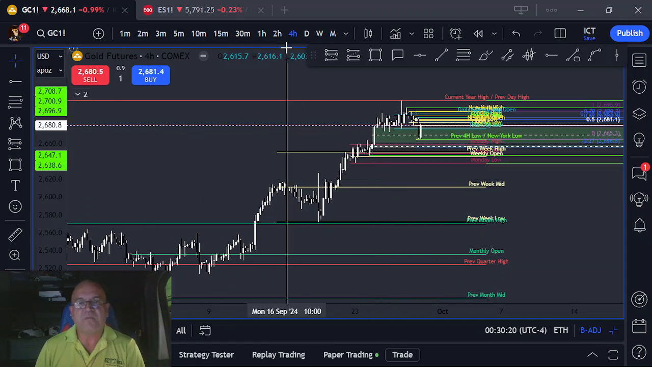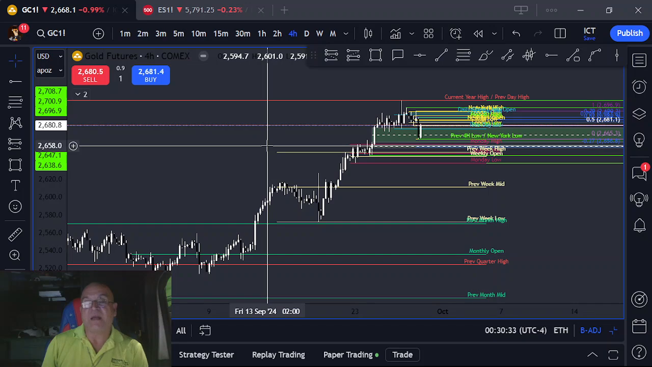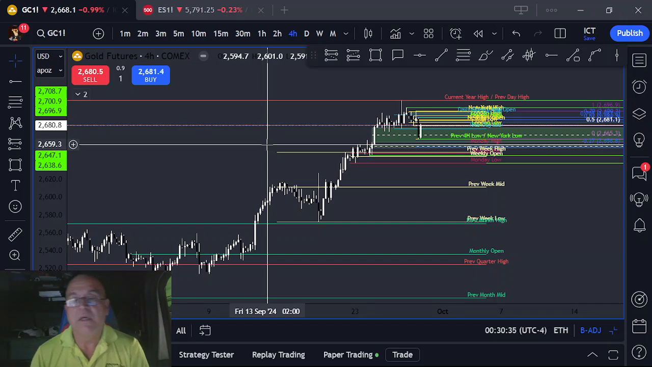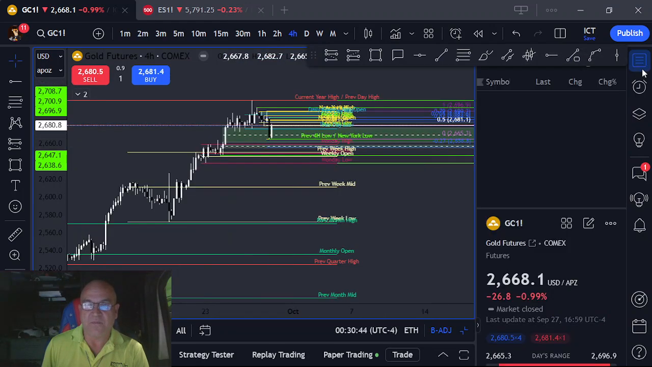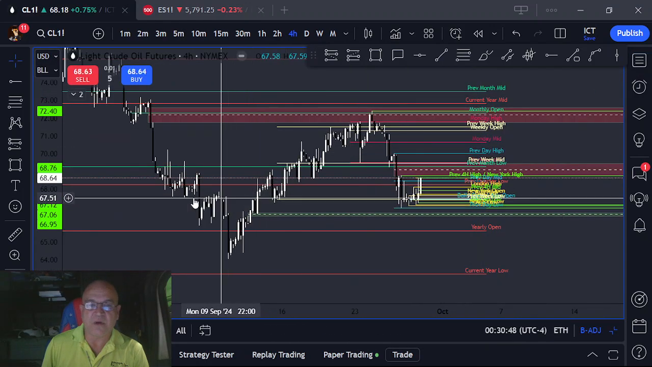All right. So that is the process I follow in marking up my charts, and use the same process on every asset that I look at, which right now is gold, crude, the Dow, and the NASDAQ. Okay. Those are the 4 charts that I mark up and want to look at. So let's take a quick look at CL that is already marked up.